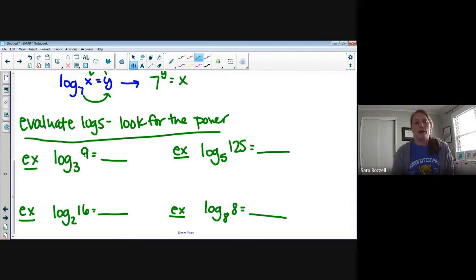So we have log base 3 of 9, log base 2 of 16, log base 5 of 125, log base 8 of 8.